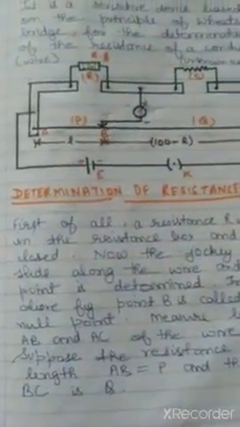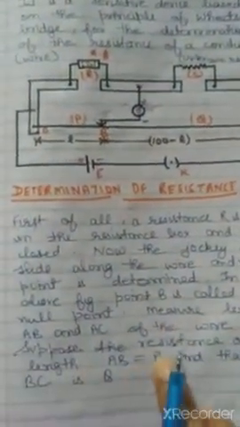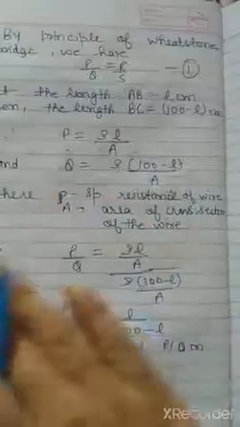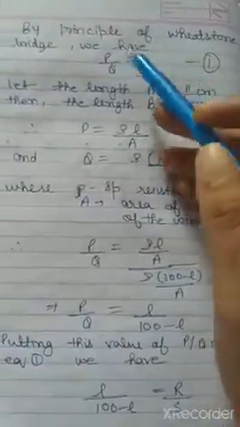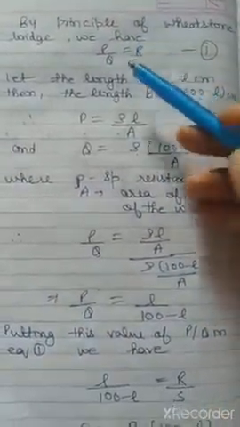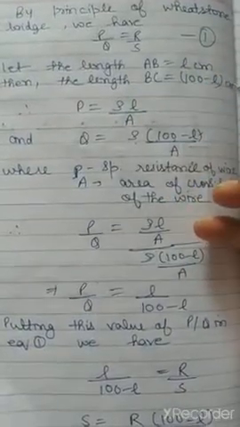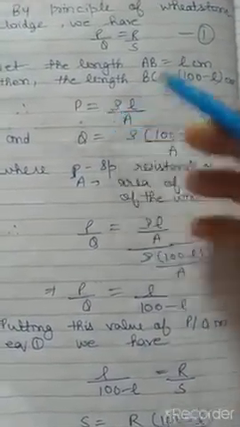Clear? So the resistance of the length AB we take as P and that of BC we take as Q. Now by the principle of Wheatstone bridge, we have P by Q equal to R by S. Length AB will be L centimeter, BC will be 100 minus L. We have the formula of resistance.